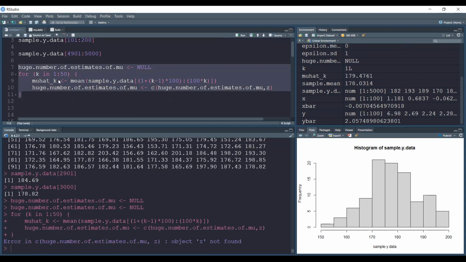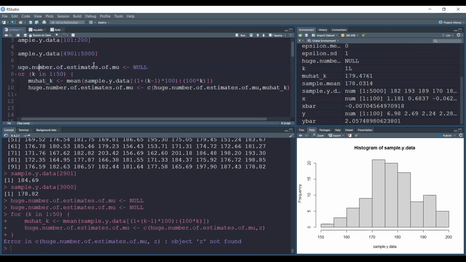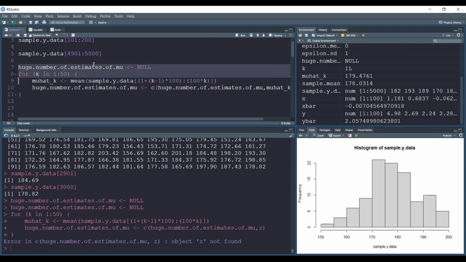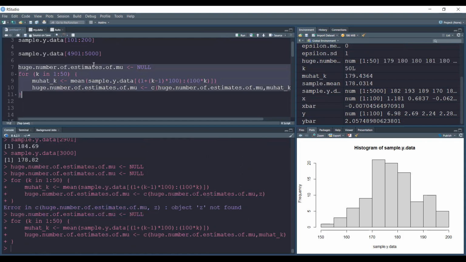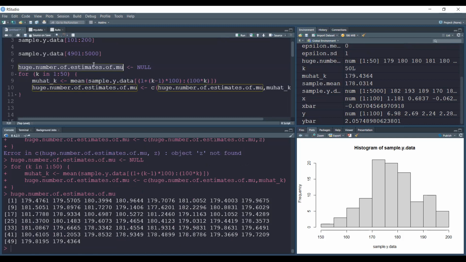Object Z not found. Yeah, because I called it Z, but I should have called it mu hat k. Sorry about that. I usually take Z in these loops. Okay, and now it's worked. And here it is. This is the mean for each data set.